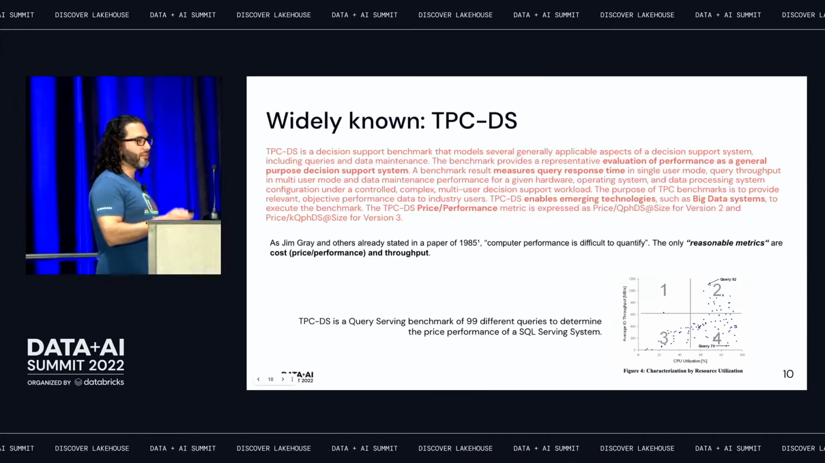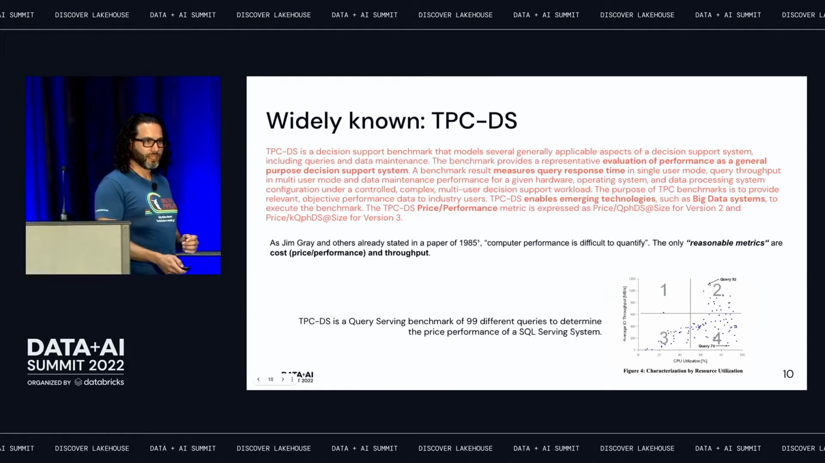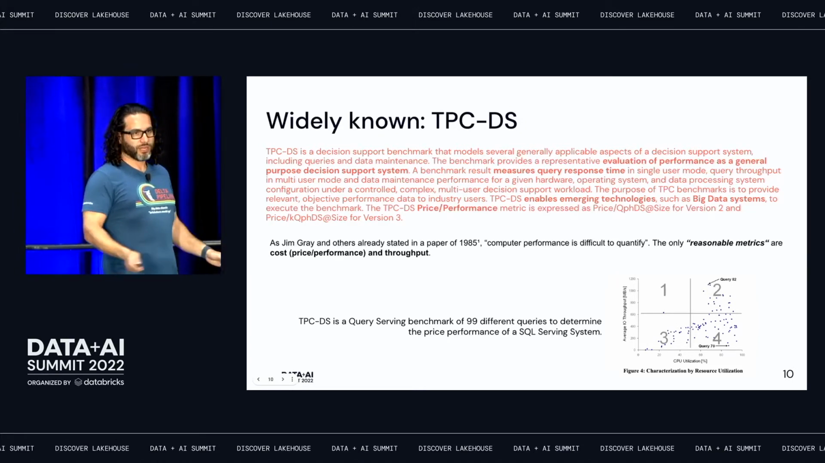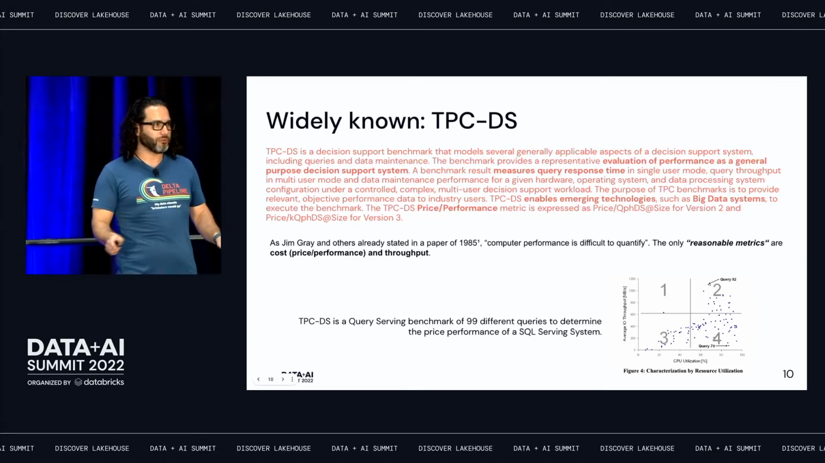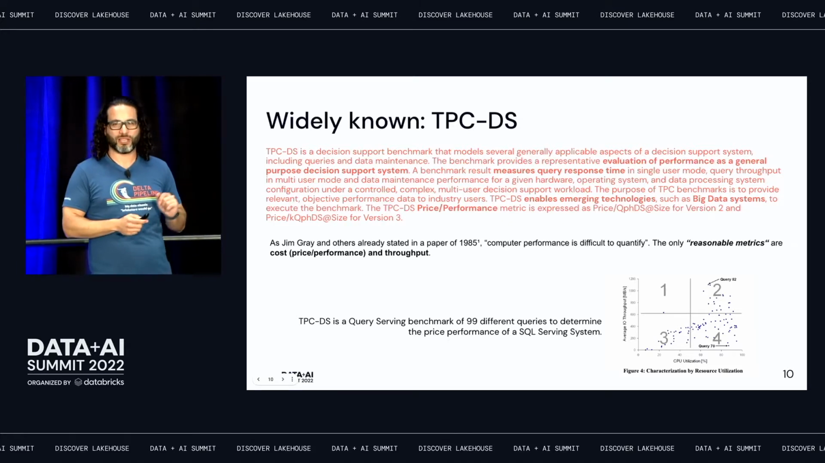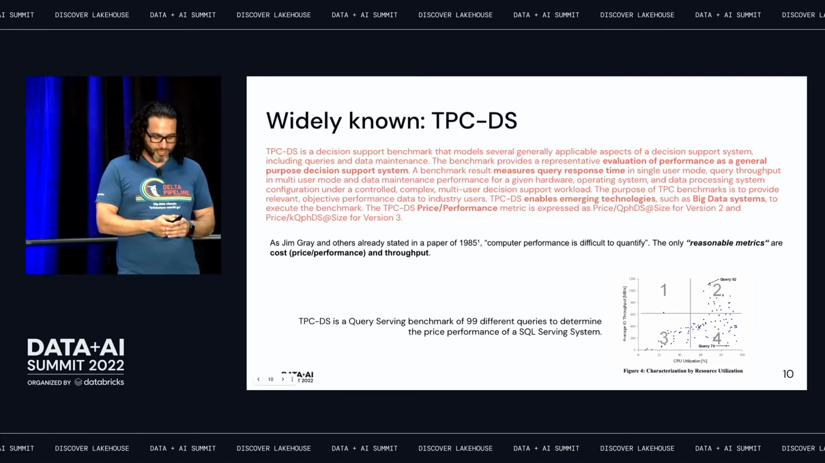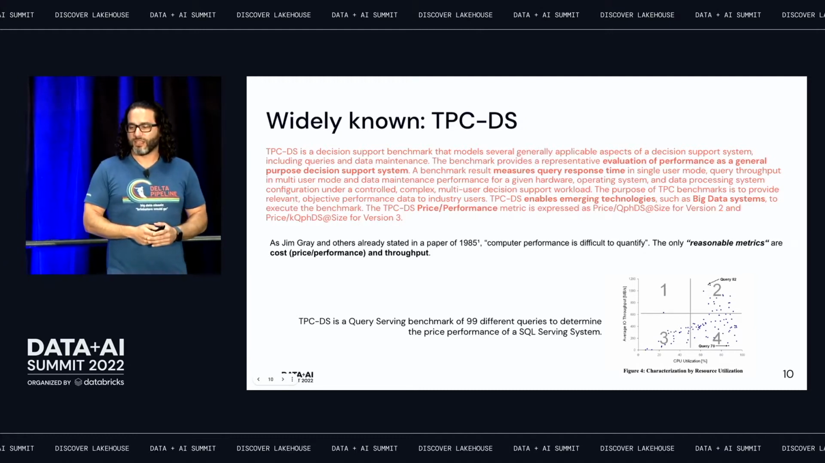You might have heard about TPC-DS. This benchmark is abused by every vendor, everywhere, and they will all show you a benchmark that shows you how their system is the best. And we've done the same. We broke the world record on TPC-DS. You've heard about it ad nauseam.